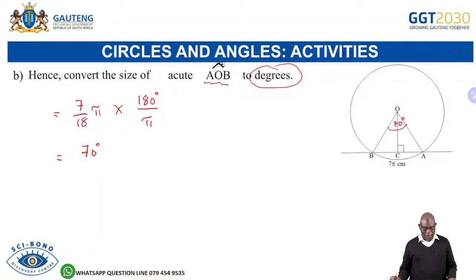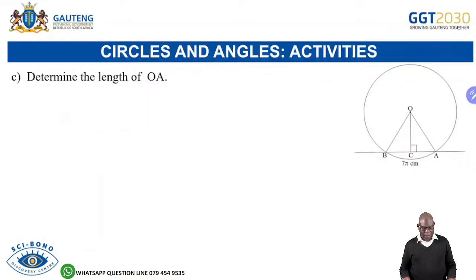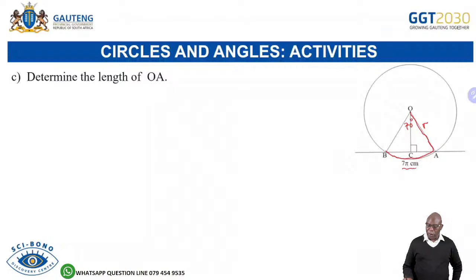Okay, right. Now, the next question, C, says let's get the length of OA. What is OA? OA is a radius. Do I know this angle? Yes, I know it. It's 70 degrees. Do I know this length here? Yes, it's 7 pi. Now they want the length of OA. How am I going to get the length of OA, which is the radius?